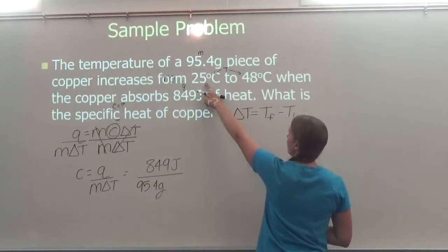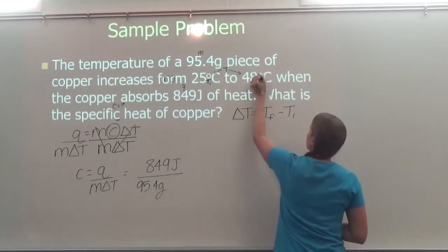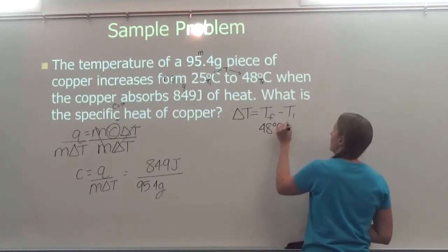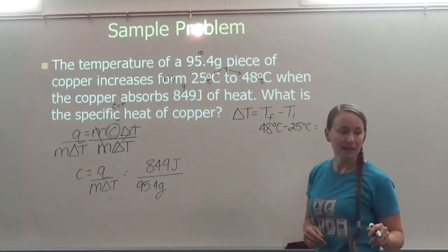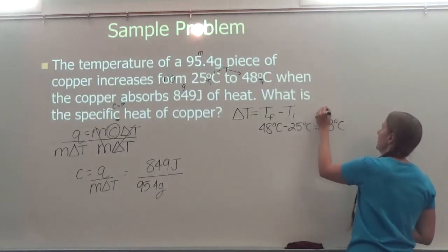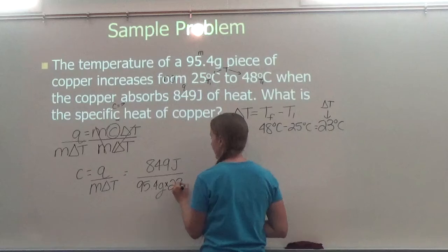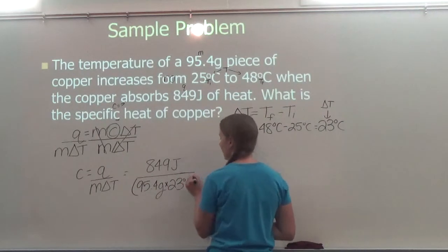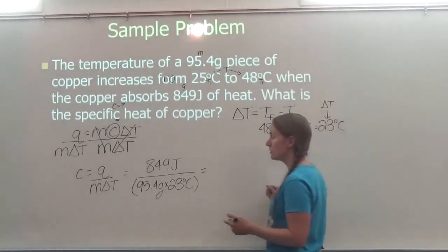See, it went from this, so this would be T1 or T initial, to this. This would be T final. All right, so I do 48 minus 25. And that gives me 23. So this is my change in temperature, and this is what I plug in down here. Now, because I'm multiplying and have two numbers in the denominator, I will put that in parentheses to make sure my calculator gives me the right answer.